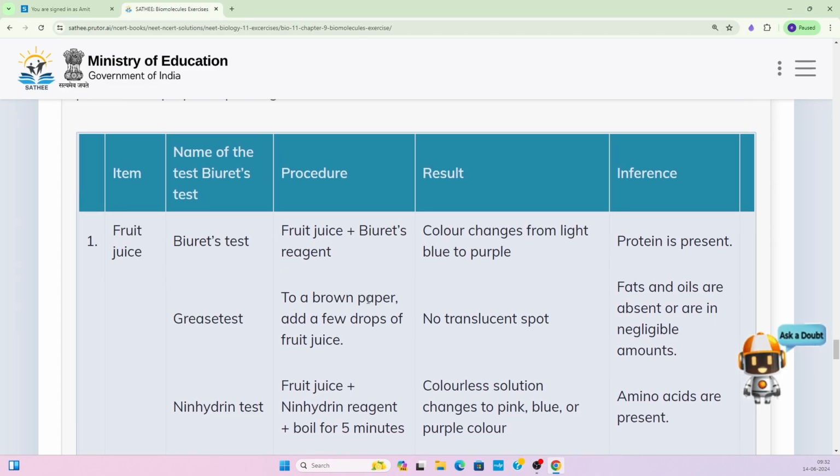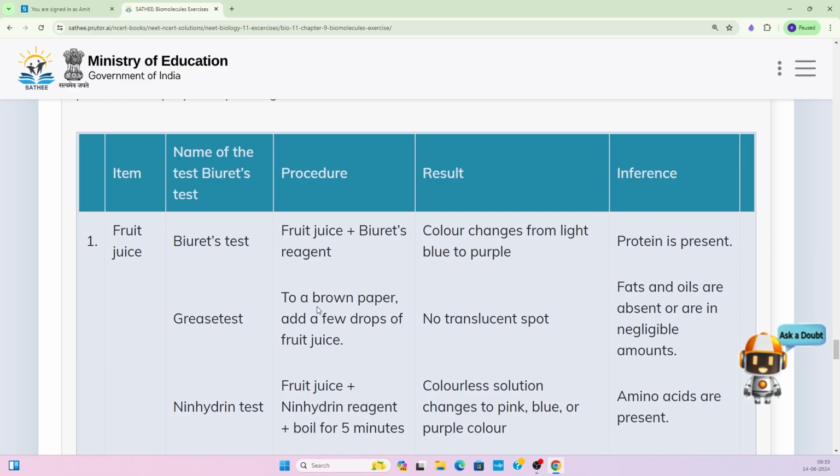Now, next is the different fruit juices. This is the second column showing the name of the test, procedure, result, and inference. For the biuret test, when you add biuret reagent to fruit juice, the color changes from light blue to purple. Again, it shows the change from light blue to purple. The protein is present.